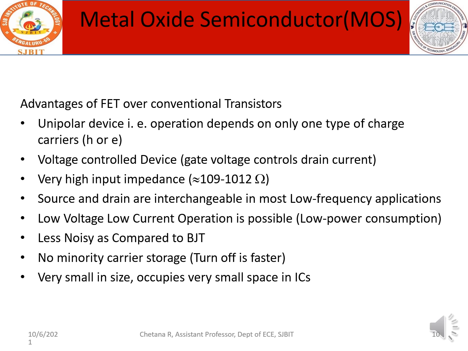BJT is a current control device, FET is a voltage control device. FET has very high input impedance, so the device is safe. Whenever you are using FET, your input side is safe. It has an input impedance of 10^9 to 10^12 ohms. Source and drain are interchangeable in most low frequency applications. Low voltage, low current operation, less noisy, no minority carrier storage, very small in size. So obviously when you compare them both, it is very advantageous over the BJT.